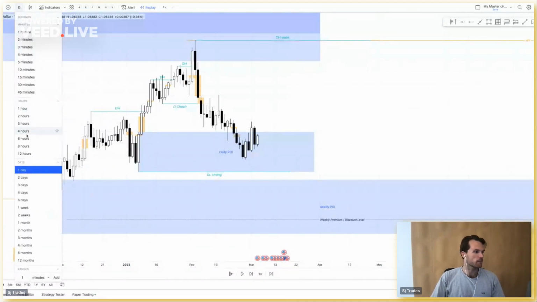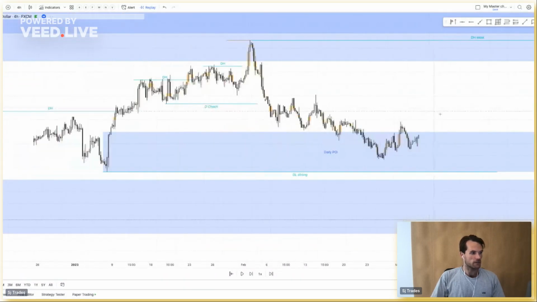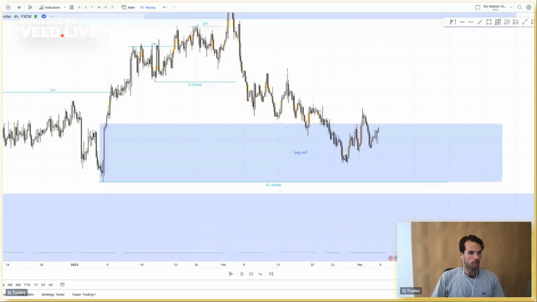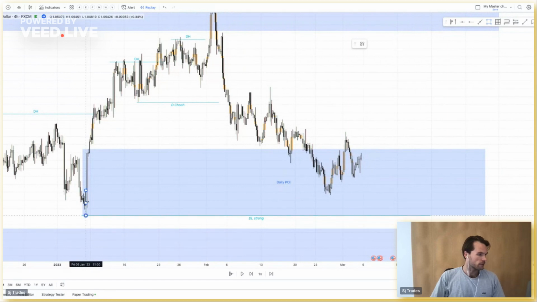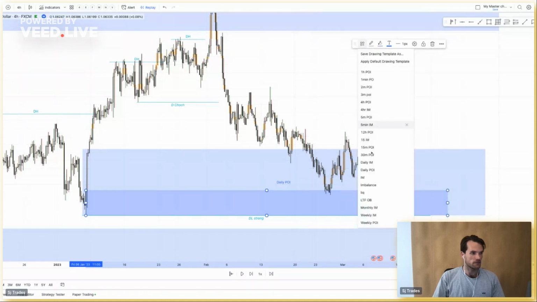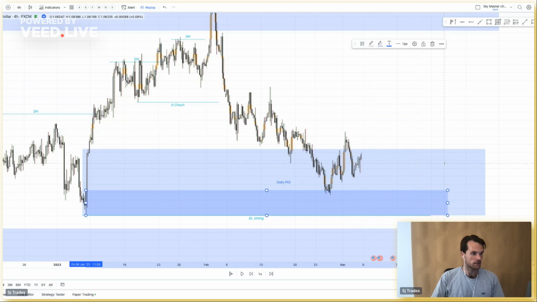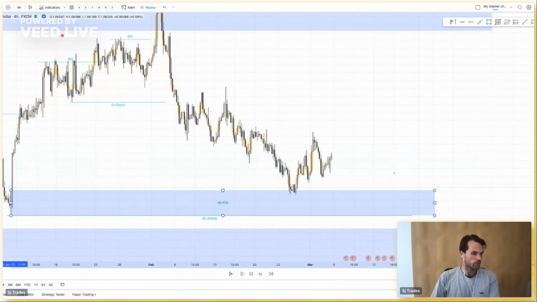Okay, I don't want to take forever on this. I go to the 4 hour, just so you can get an update on where we've come from. This is our 4 hour demand that we tapped into and have a nice reaction so far. Inside the weekly, inside the daily. So it's a really good place where we're looking for longs. I'm going to delete the daily now.